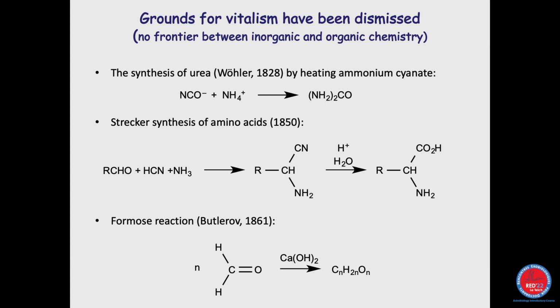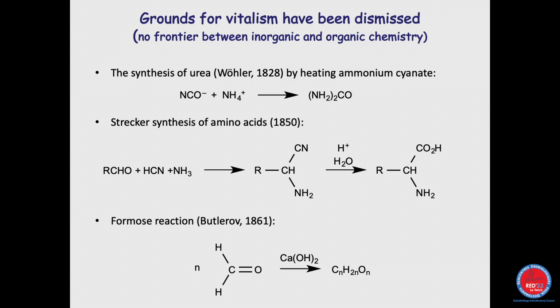Later, you have also the synthesis of amino acids by Strecker in 1850, starting from aldehyde, hydrogen cyanide, and ammonia through an amino nitrile. This amino nitrile is extracted from the medium and then put in acidic media to obtain a hydrolysis. Also, the Formose reaction from Butlerov in 1861 that leads to the formation of sugar, or at least carbohydrates, from formaldehyde in the presence of calcium hydroxide or other metal hydroxides.